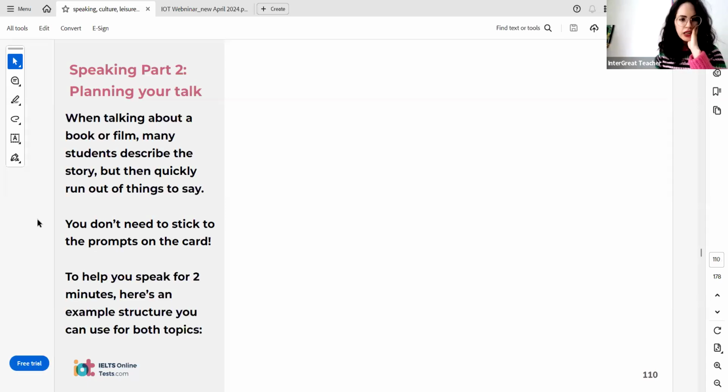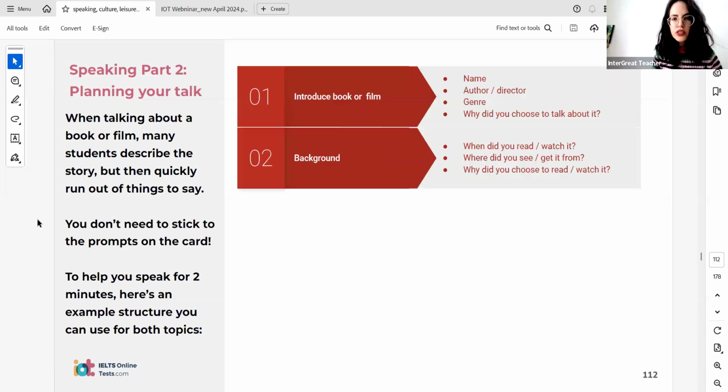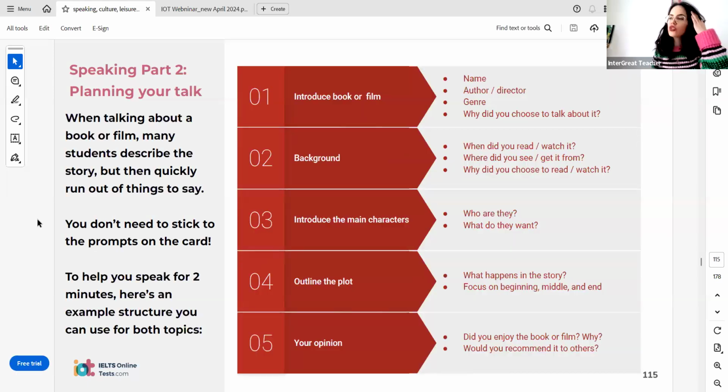So remember that when you get to talk about a book or film, what many students do is describe the story, but then they run out of things to say and don't know what to say, right? Remember that when we want to talk about a book or, let's say, a film, you can use this structure in order to answer the question, right?